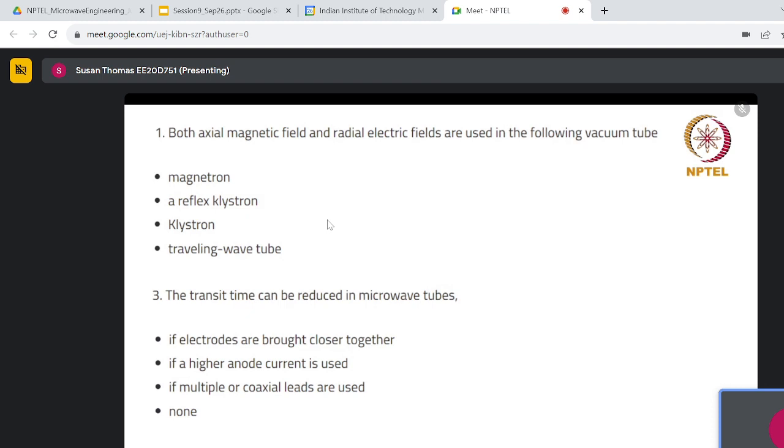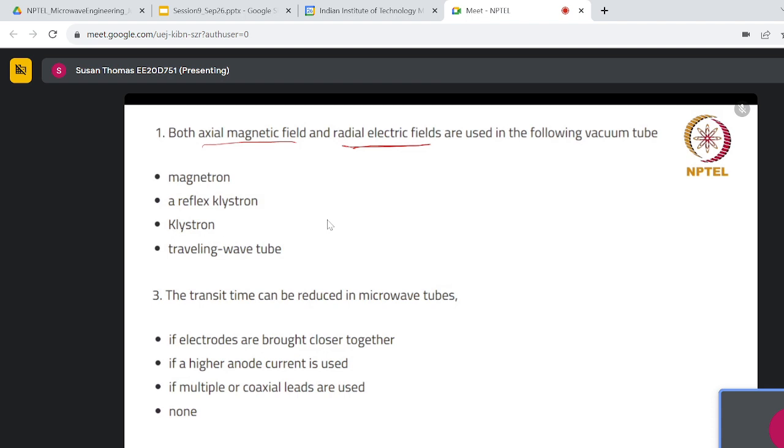So, I would like to show you a schematic in this case. If you could remember something, you can say this. So, in which tube do you have radial electric field and axial magnetic field? Is it a magnetron? Is it a reflex klystron? Is it a klystron? Is it a TWT? Where you have the radial electric field and axial magnetic field, in which of the tubes?